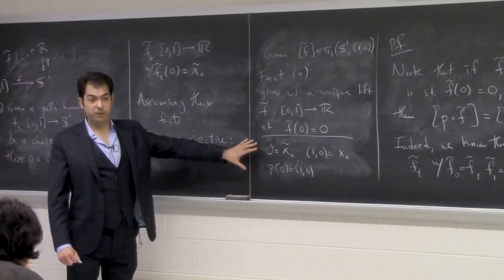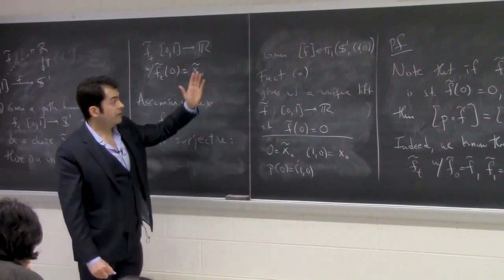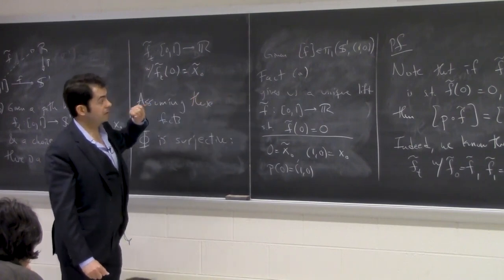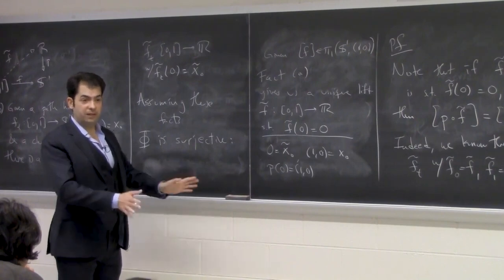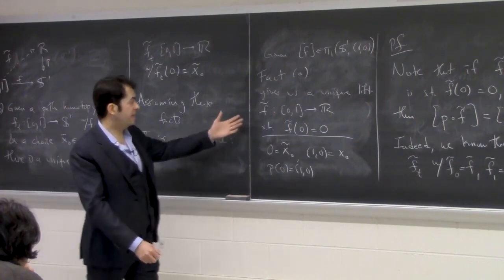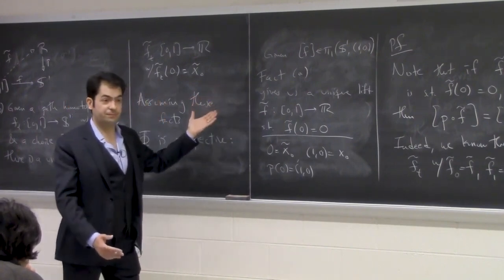Okay, everybody happy so far? All right, so we start with an element of the fundamental group. We have a path representing it. It's a loop, but that's okay. It's a path representing it. And then fact A gives us a lift.